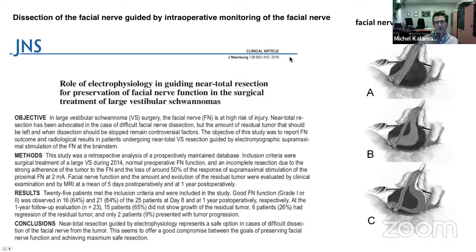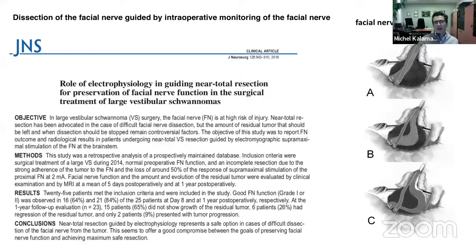Okay. So during surgery, you know that there are some different courses of the facial nerve. We define three based on the Jackler work, and this is the most difficult trajectory, when the facial nerve is very high, close to the fifth nerve. And we published this paper 3 years ago in JNS to show that the intraoperative monitoring of the facial nerve is used to guide the quality of the resection. It's not used to see where the facial nerve is.